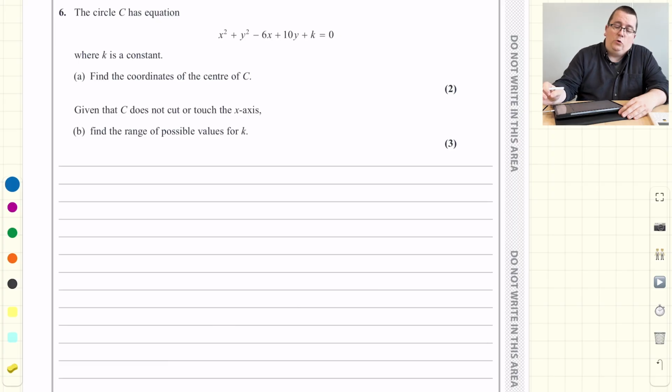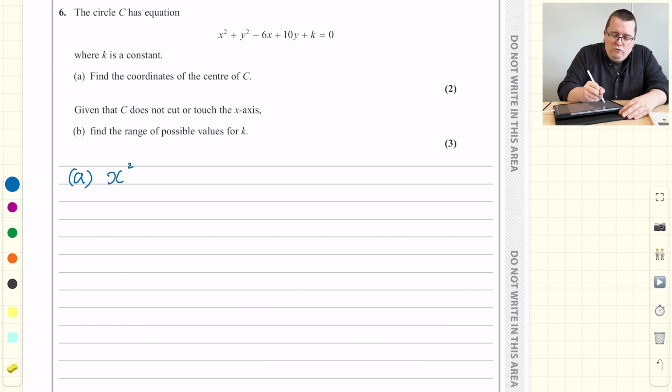So this is question number 6. The circle C has equation x squared plus y squared take away 6x plus 10y plus k equals 0, where k is a constant. Part A. Find the coordinates of the centre of C.